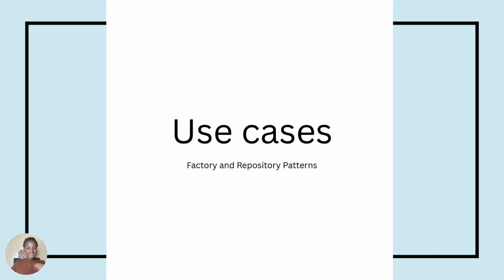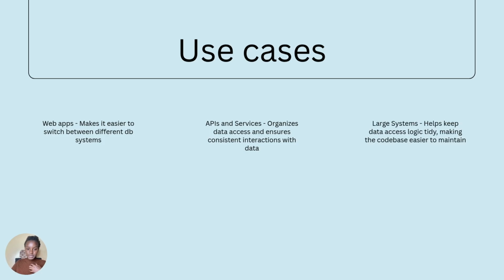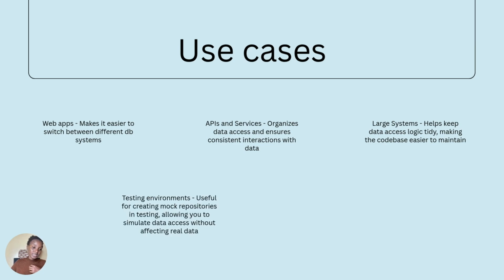So what are the use cases of factory and repository patterns? We use them in our web apps. That's a very good application. It makes it easier to switch between different database systems and data stores. We'll use them in our apps and services because it organizes data access and ensures consistent interactions with data. For large systems, they're very efficient because they help keep data access logic tidy, making the code base easier to maintain.